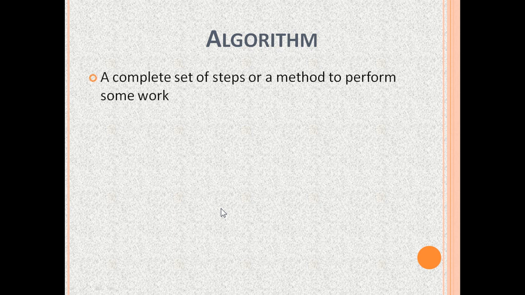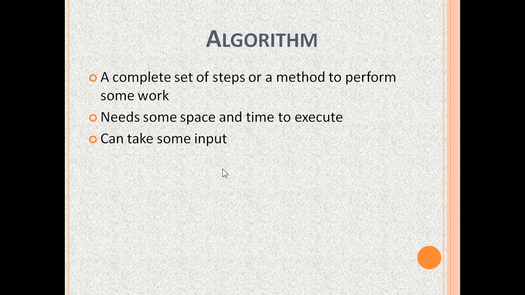Now in computer science, an algorithm is a complete set of steps or a method to perform some work. Human beings also use algorithms to complete tasks. You may have been using some algorithm to get dressed, another algorithm to get from A to B. An algorithm needs some space, meaning memory, and some time to execute.